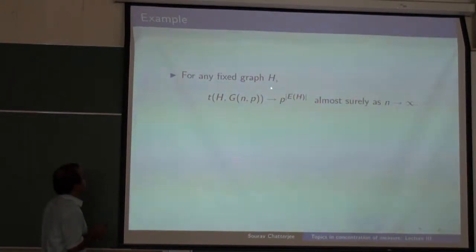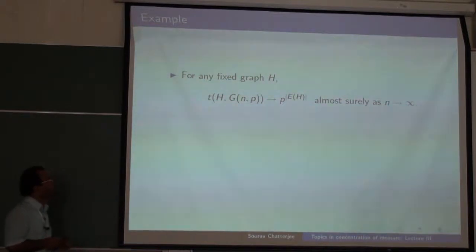Okay, so here's an example. You go to the random graph domain, you take the Erdős-Rényi random graph, you take a fixed realization of a sequence of Erdős-Rényi random graphs. So P is fixed and n going to infinity. You can prove quite easily that the homomorphism density of H in G(n,P) converges almost surely to P to the number of edges of H. Okay? So for instance, if H is a triangle, it goes to P cubed.